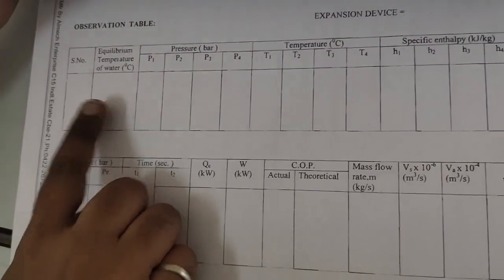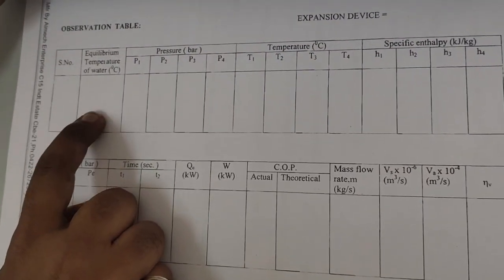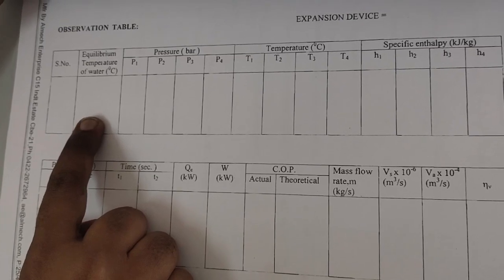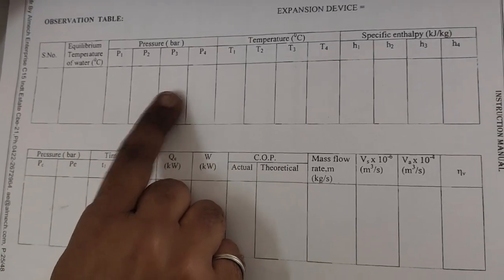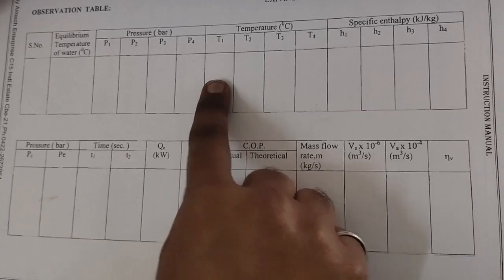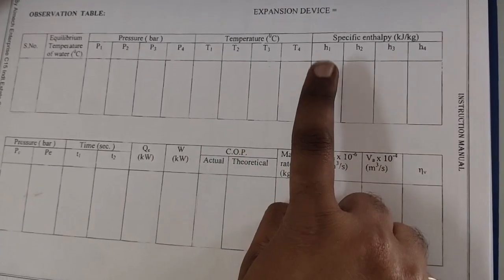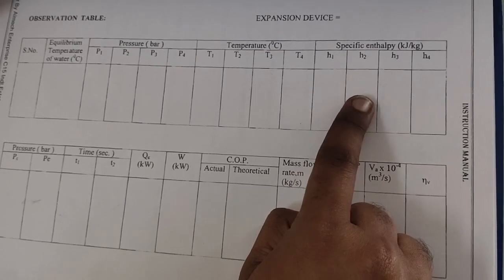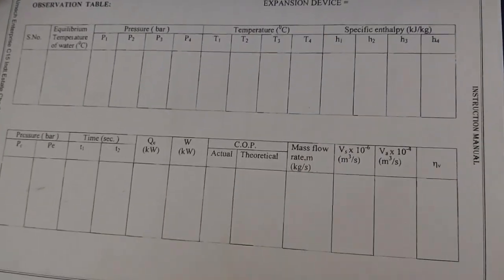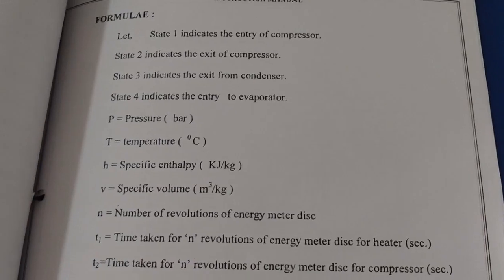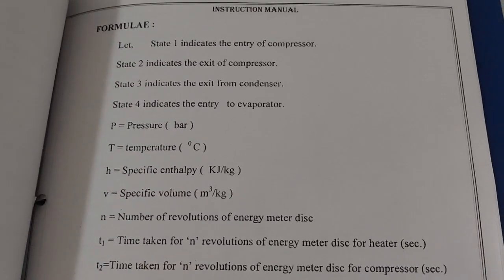Here you can note the value of the equilibrium temperature of water. Then the pressure values P1, P2, P3 and P4. Then the temperature values T1, T2, T3 and T4. And the enthalpy values can be calculated and noted here as H1, H2, H3 and H4. These are the formulas required for conducting this experiment.